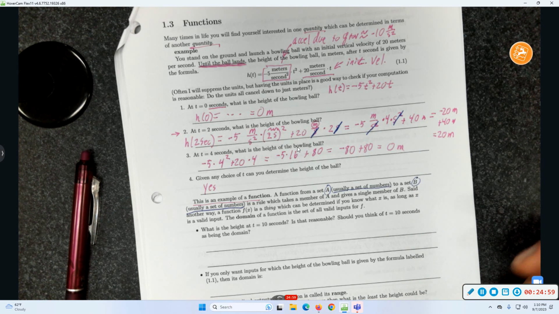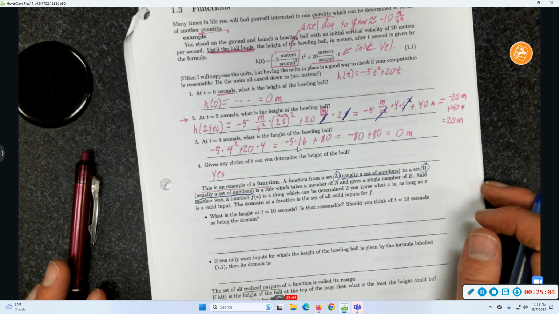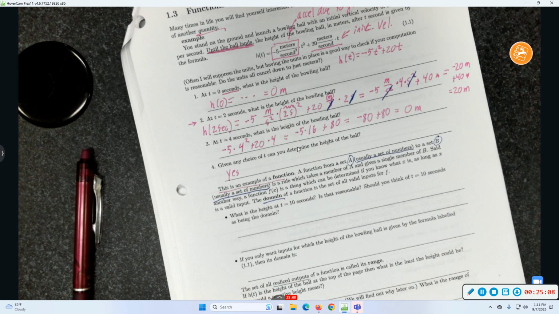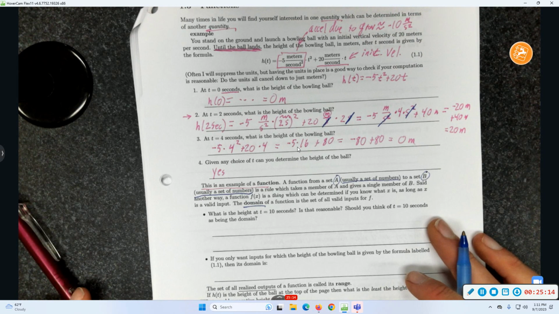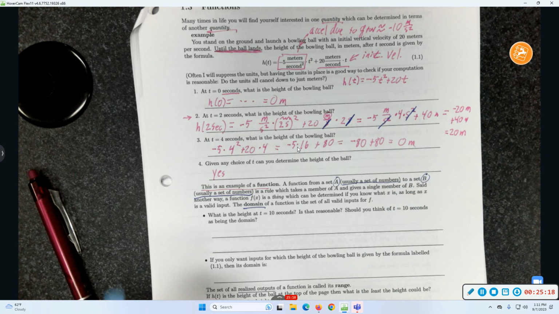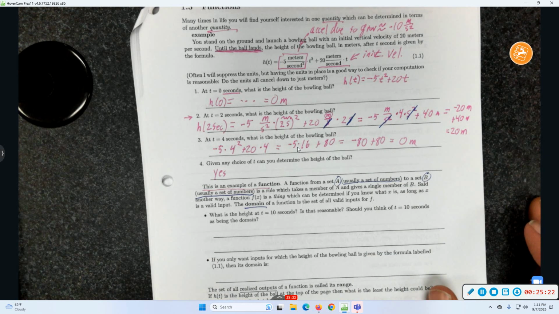Said another way, a function is a thing that can be determined if you know what x is, as long as x is a valid input. The word domain of a function is just all of the valid inputs. And whenever you have a model, the word domain means something a little bit more than literally what can you evaluate this formula for. It's all things for which that formula actually models what the thing is supposed to do.